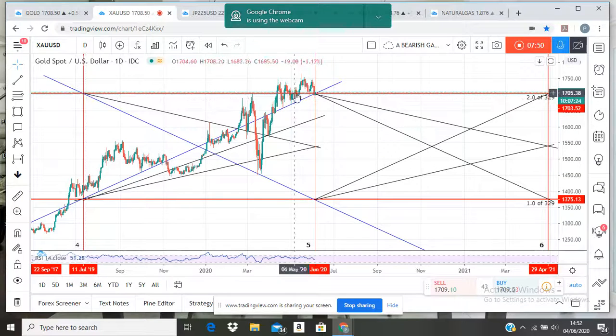And actually, this is a square. It's a 329 by 329 square. But on a two-dimensional view, it doesn't look like a square. But it's a 329 by 329 angle. And then the angles inside, that is the 1 by 1, 1 by 2 angle, are the support and resistances as price trades into that square. We can also draw the 1.618 angle, 0.382 angle.